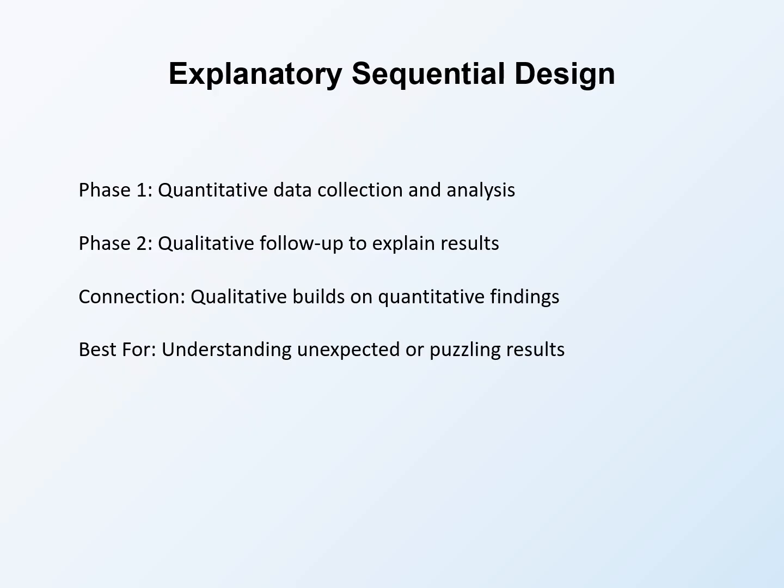Implementation involves collecting and analyzing quantitative data first, identifying results that need explanation such as unexpected findings or variation across groups, designing qualitative data collection to address these specific questions, and integrating findings in interpretation. This design works well when evaluation centers on outcome measurement, but stakeholders want to understand why outcomes occurred. Quantitative findings identify what to explore qualitatively.